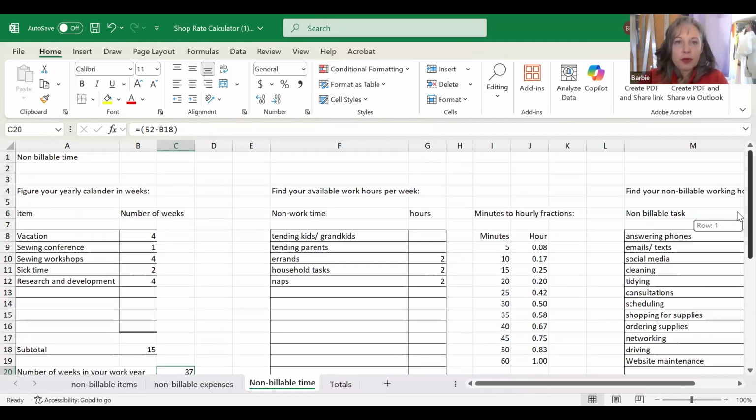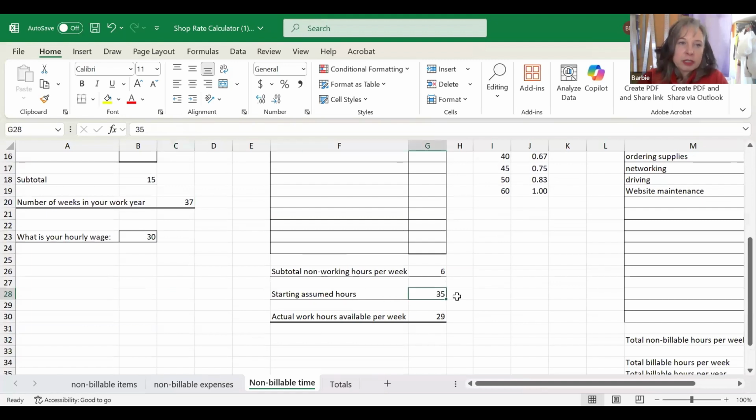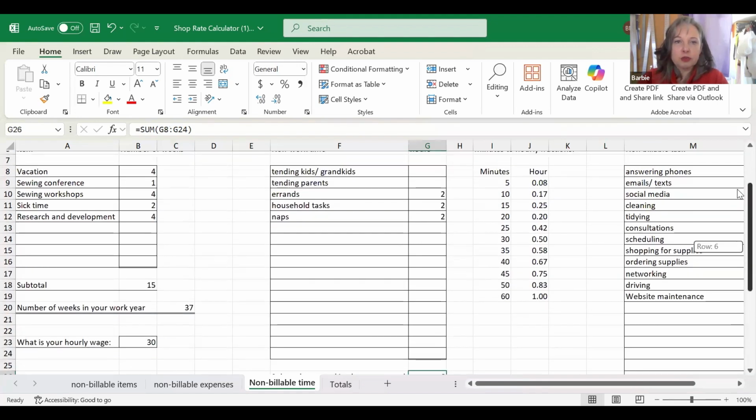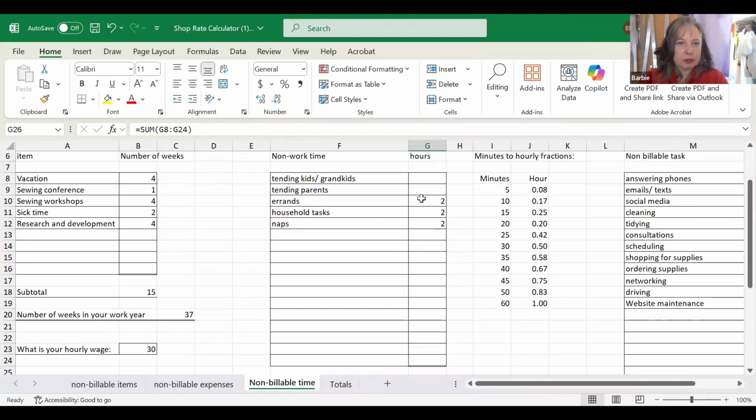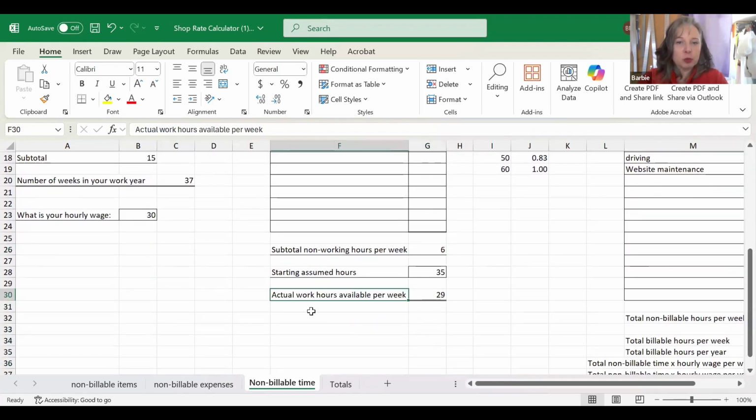Okay. For your available work hours per week, these are your assumed starting hours. I thought, okay, 10 to 5 or 6, I get 35 hours a week. I spend about 6 hours a week not working, and that's tending errands, household tasks, dogs, whatever. Okay. And then my actual work hours a week are simply my assumed hours minus my non-working hours. So my actual work hours available each week is 29 on average.